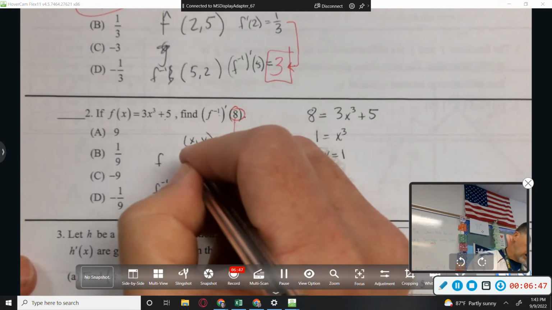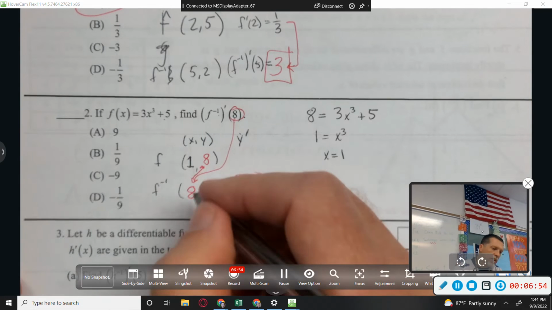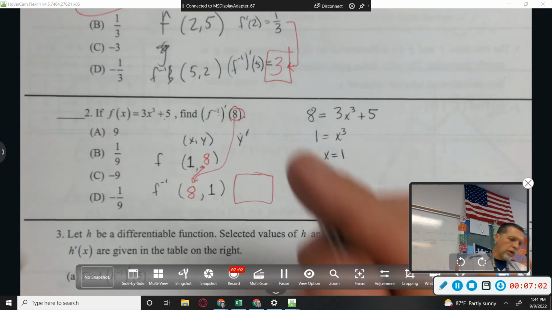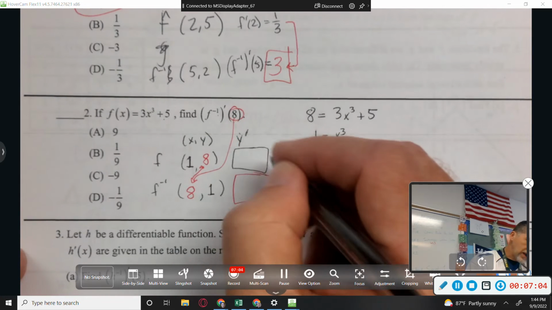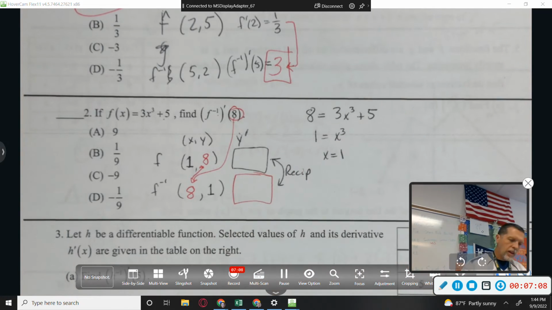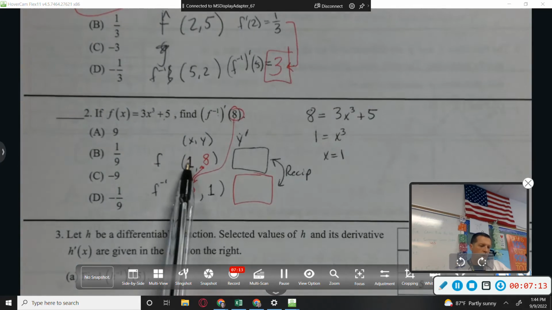So 1 is the x value of the original. It's the y value of the inverse. I don't really need that, but if I want to fill in the table. So if I only knew what went in this top box, those are reciprocals. So is there a way I can figure out the derivative of f at 1?